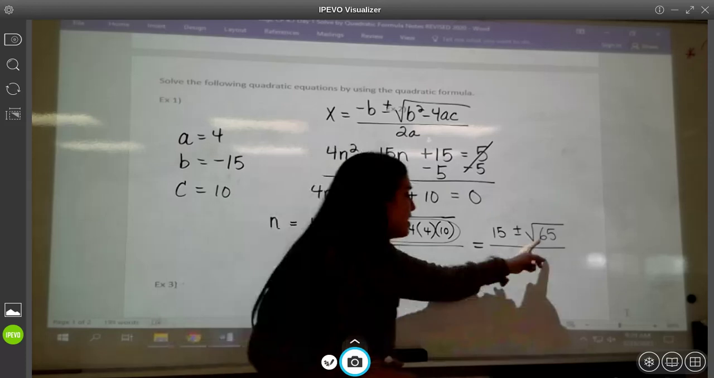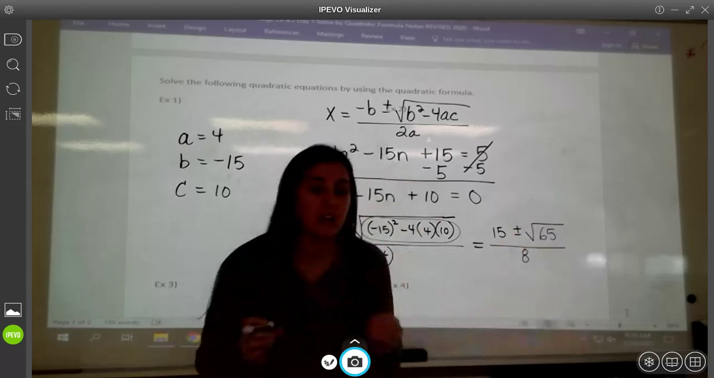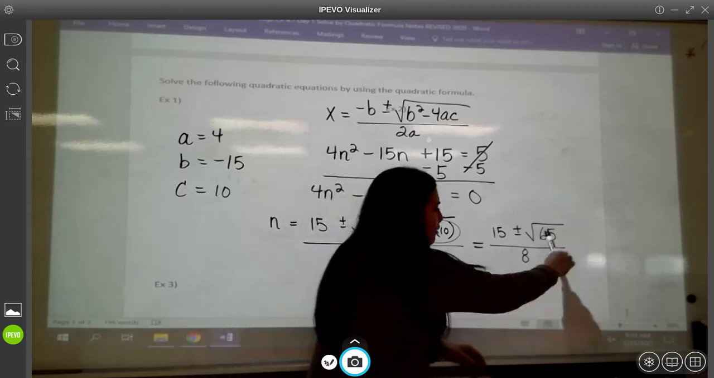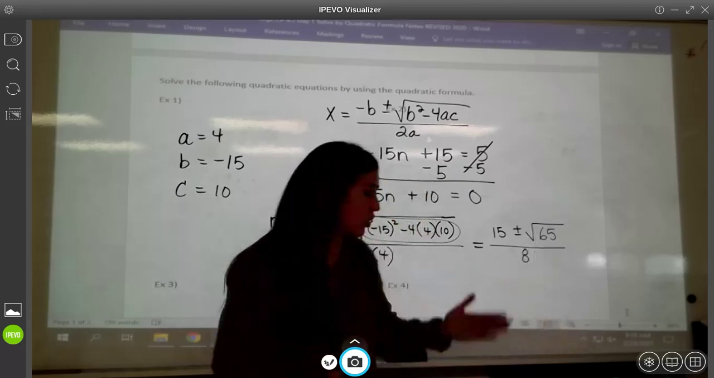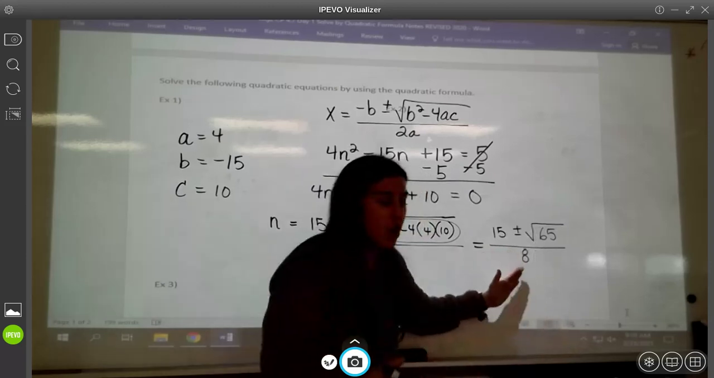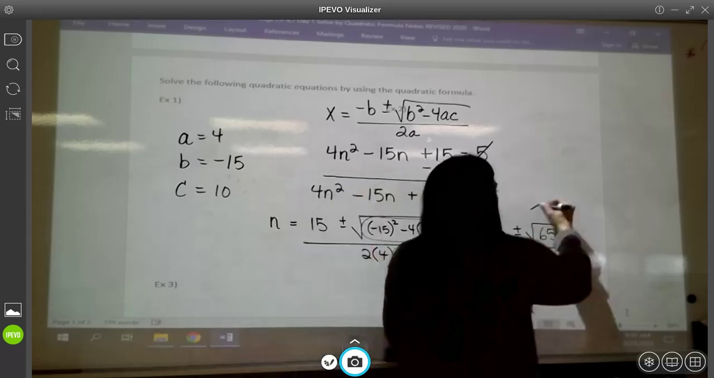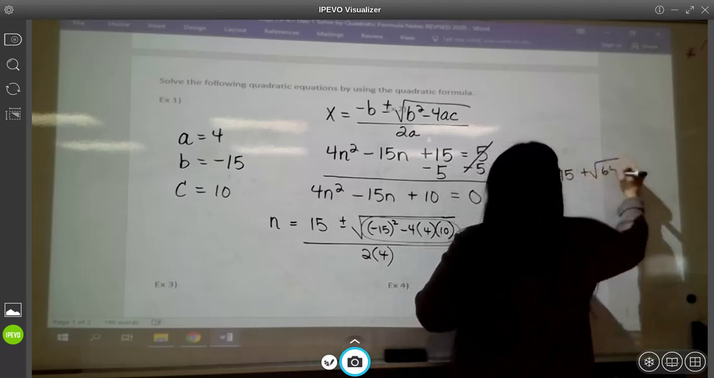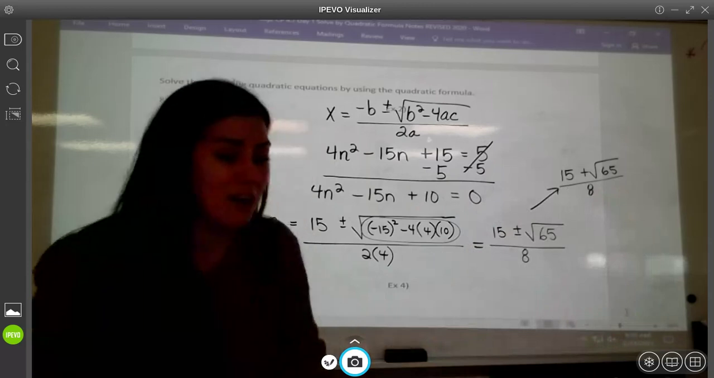So that means that's already a simplified square root, so I don't have to do anything with it, because if I take the square root, it's going to be a really ugly decimal, and I don't want an ugly decimal. So guys, I'm never going to be allowed to add or subtract them together, so I can't actually get a physical answer. This is as far as you have to go. This is the answer as far as we can take it. One answer will be when I take 15 and add the square root of 65 and divide all of that by 8.